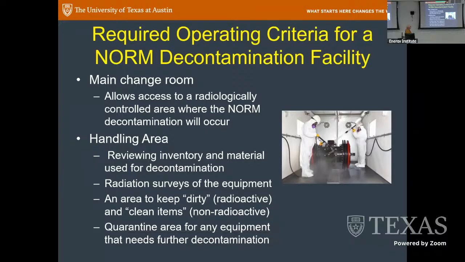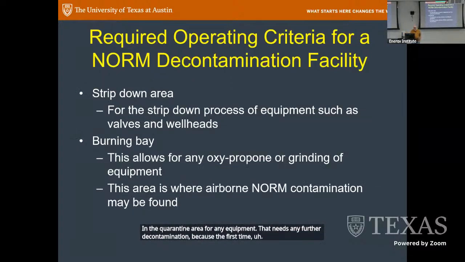There's a main change room, which allows access to the radiologically controlled area where the normal decontamination will occur. There's a handling area for reviewing the inventory and material, and radiation surveys of equipment, an area to keep dirty, radioactive, and clean items separate from each other, and the quarantine area for any equipment that needs further decontamination because the first time it didn't work out.